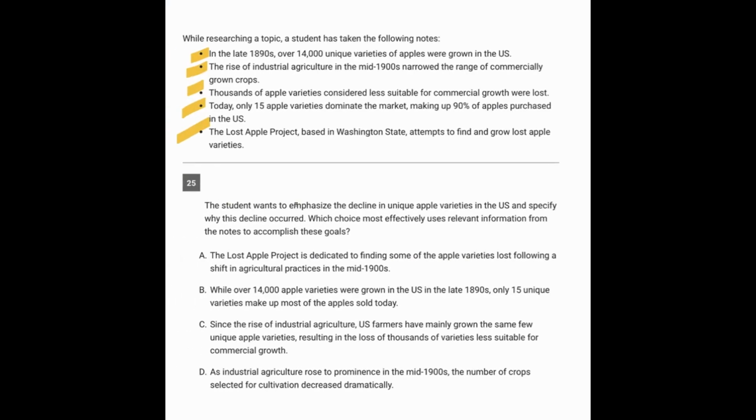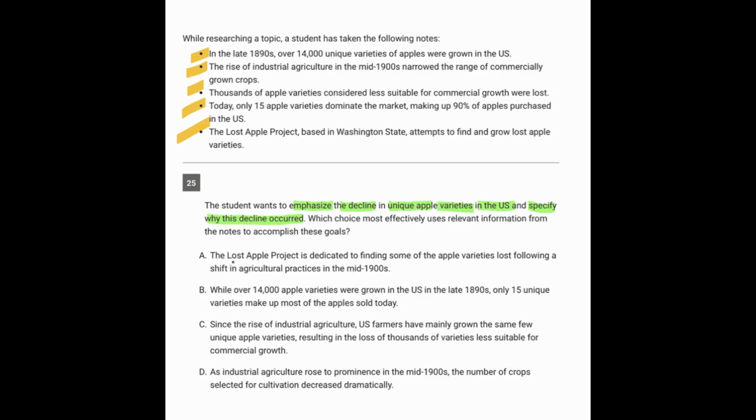The student here wants to emphasize the decline in unique apple varieties in the US and specify why this decline occurred. So we're emphasizing that there was a decline, and we're sort of giving the reason for why this might have happened. So let's look at the answers.